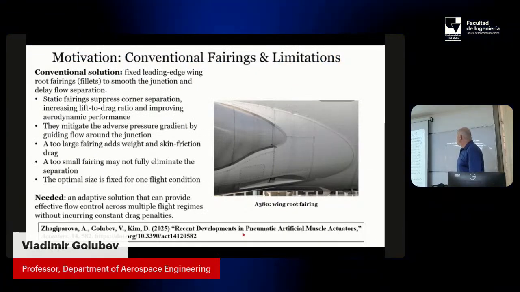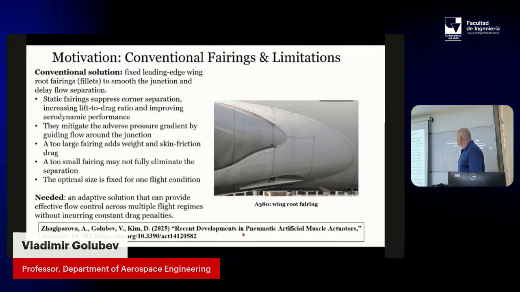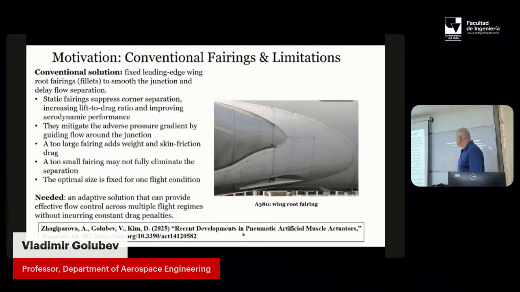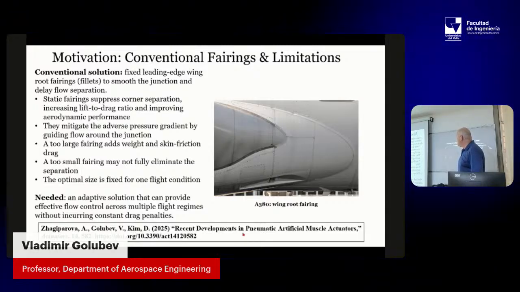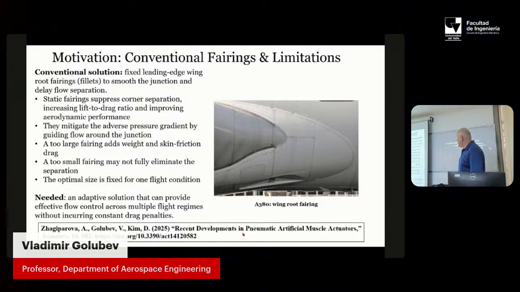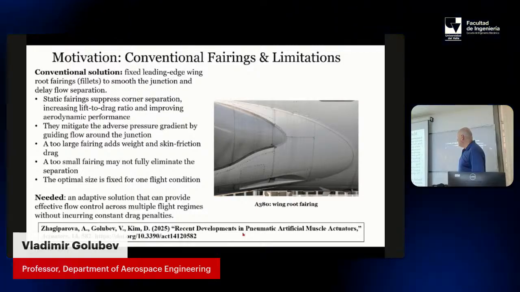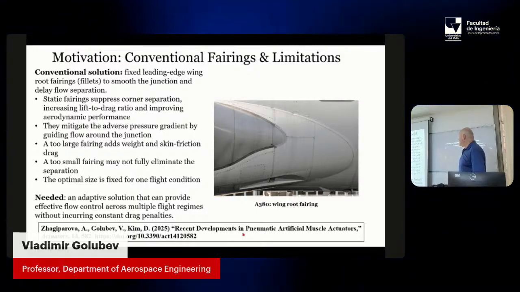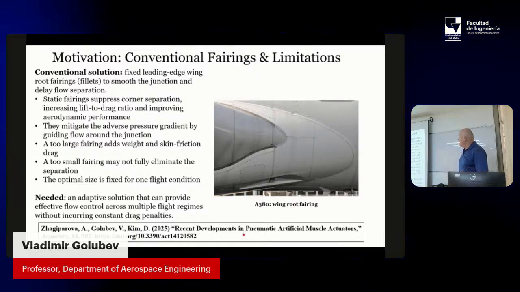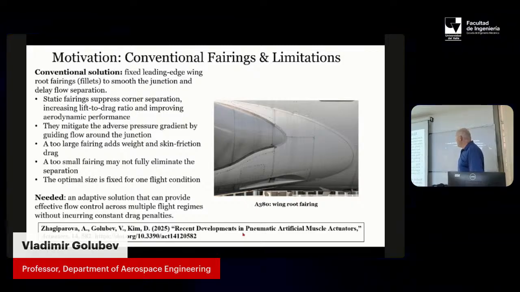Anyways, so this is a conventional solution again. This kind of little fairing, fillets, smaller junction, static fairing, suppress small separation, improving the lift-to-drag ratio. That's the bottom line. Improve our aerodynamic performance, mitigate the pressure gradient by adding flow around the junction. Too large a fairing, of course, adds weight. They limit success in friction drag.